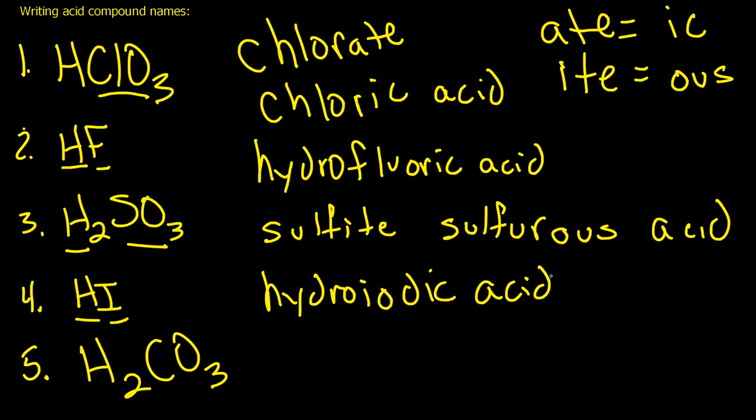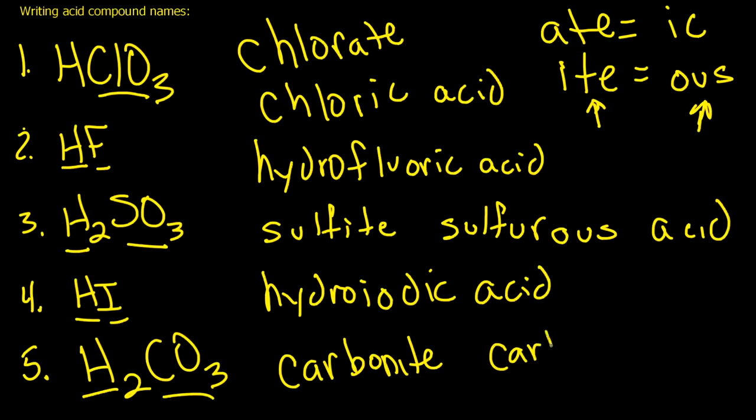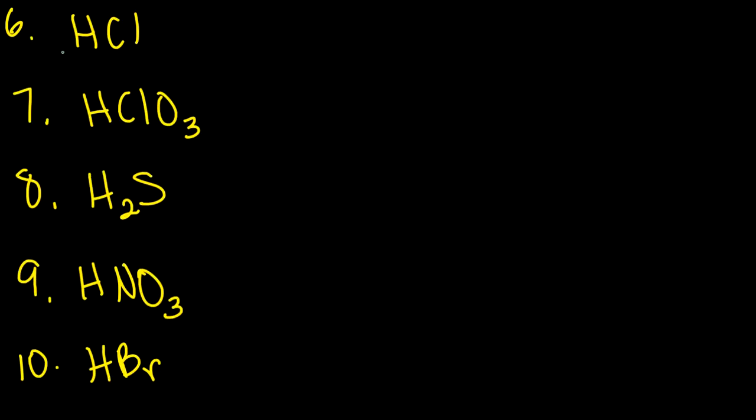Next up, H2CO3. Got hydrogen in the front, polyatomic behind it. That's a ternary acid. We do not name hydro. CO3 is carbonate. We change the ate ending to ic. So carbonate becomes carbonic acid.